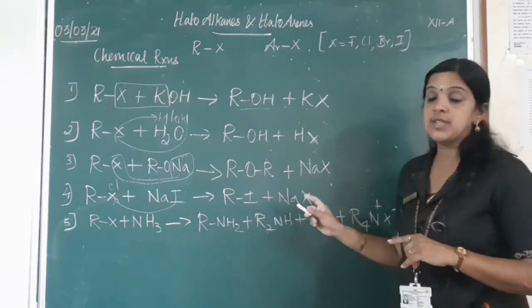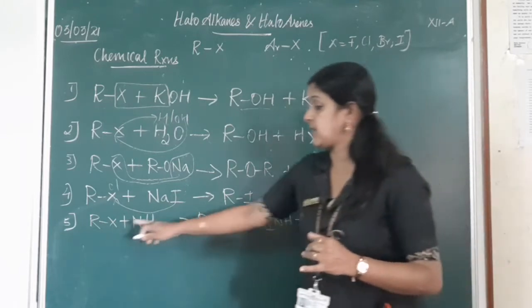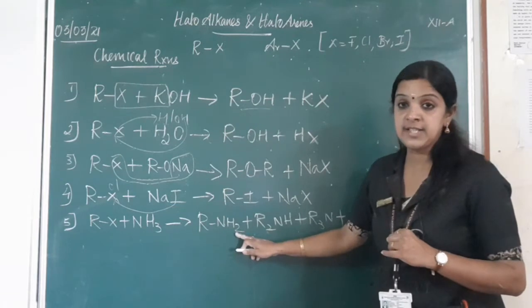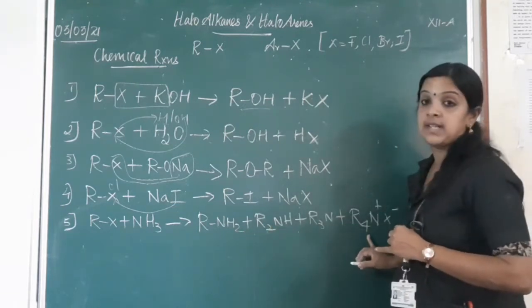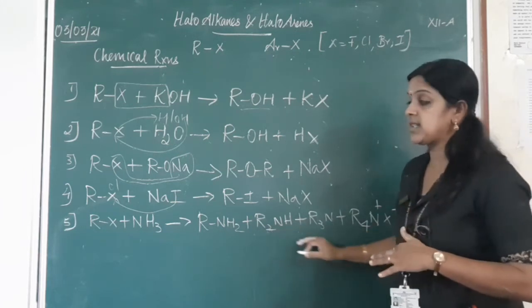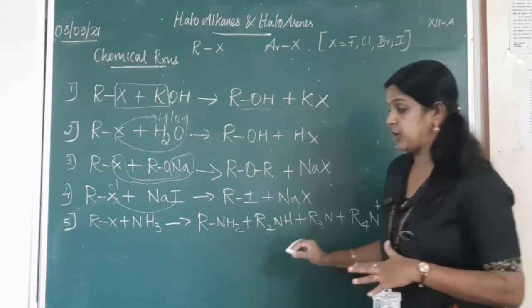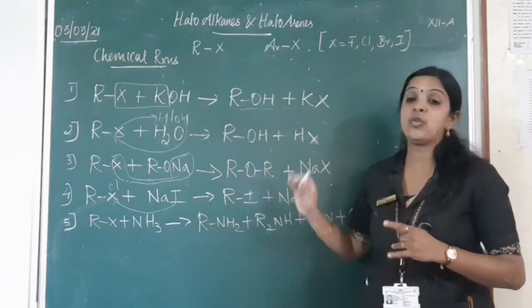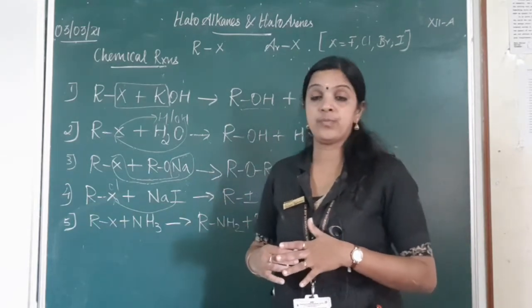The last reaction is where you get continuous salts of ammonium, that is RX when it is treated with ammonia, you get RNH2, primary amine, secondary amine, tertiary and quaternary ammonium salt. So these are continuous reactions just like our free radical halogenation. So these are the first five chemical reactions of haloalkanes. We have six more reactions which we'll be seeing now.